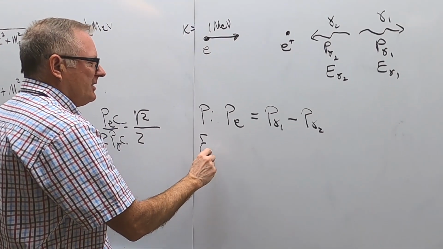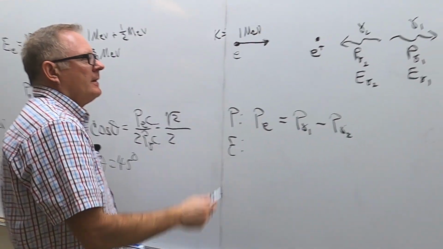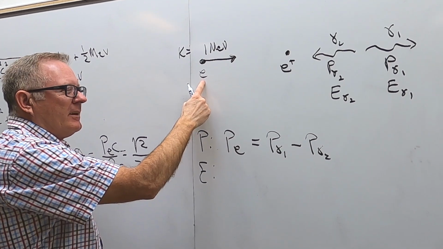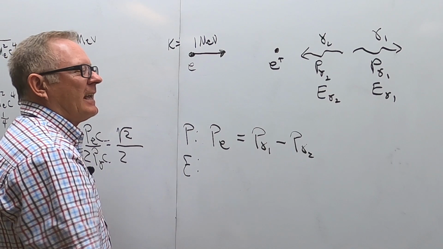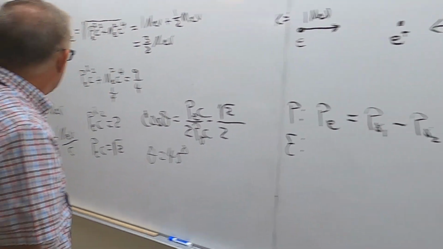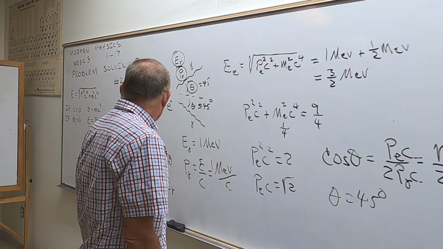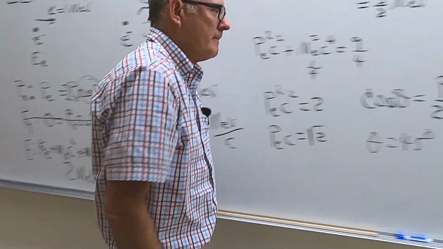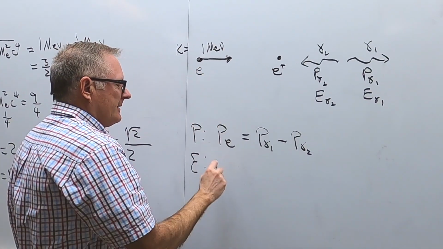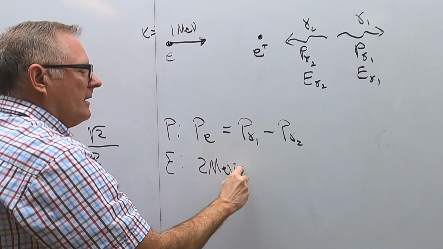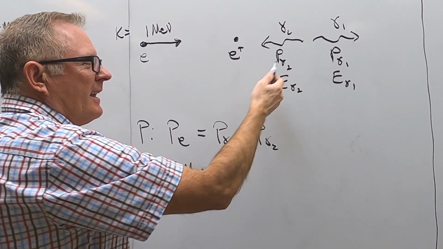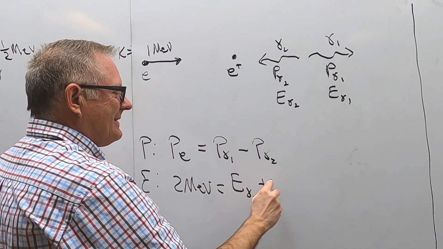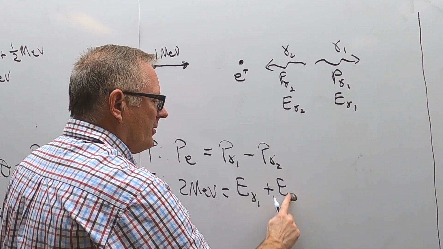If I look at my energy equation right here, the energy of this has 1 MeV plus his rest mass, that's a half an MeV, plus that rest mass, which is a half an MeV, just like we had before. Remember, the total energy was just 2 MeV. And now it equals, we don't subtract the energies. Remember, energy is a scalar. This is E gamma 1 plus E gamma 2.